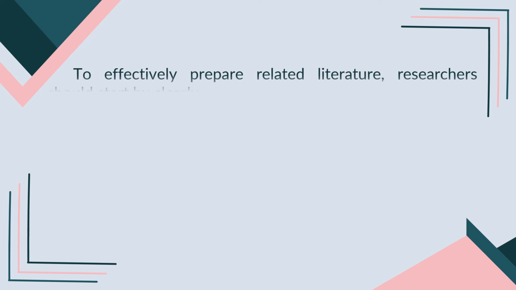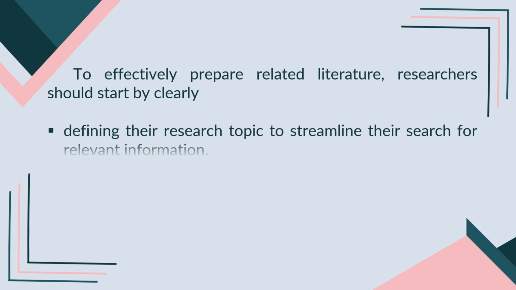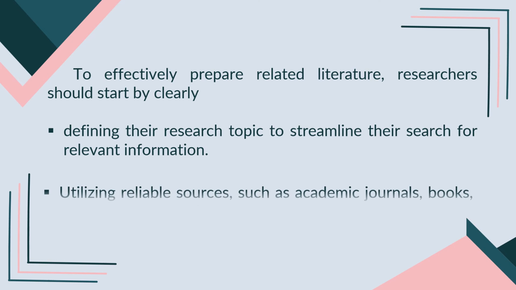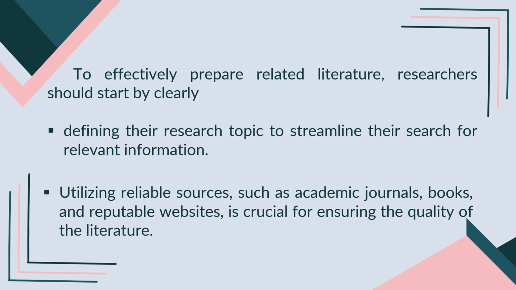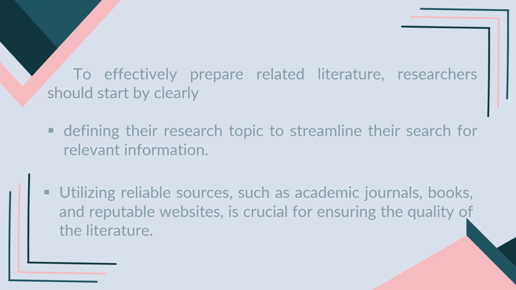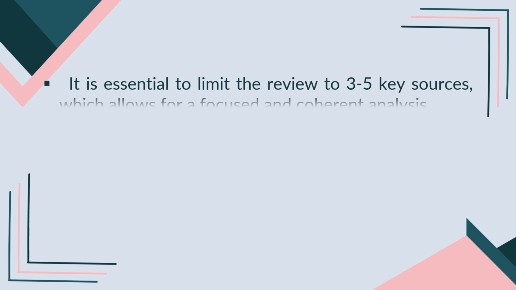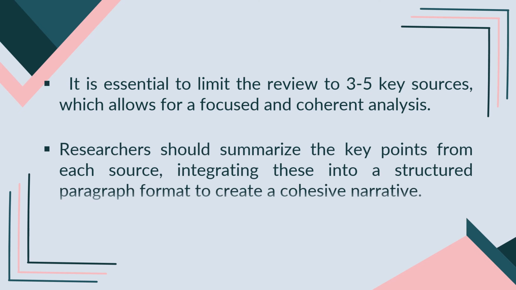To effectively prepare related literature, researchers should start by clearly defining their research topic to streamline their search for relevant information. Utilizing reliable sources, such as academic journals, books, and reputable websites, is crucial for ensuring the quality of the literature. It is essential to limit the review to 3 to 5 key sources, which allows for a focused and coherent analysis. Researchers should summarize the key points from each source, integrating these into a structured paragraph format to create a cohesive narrative.